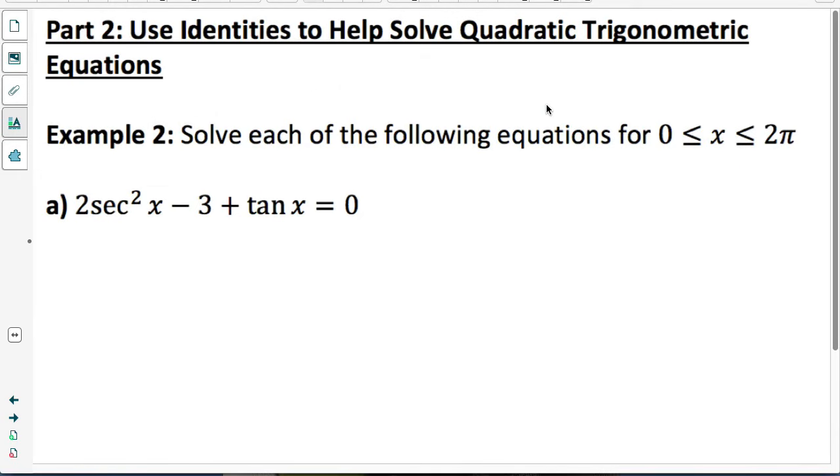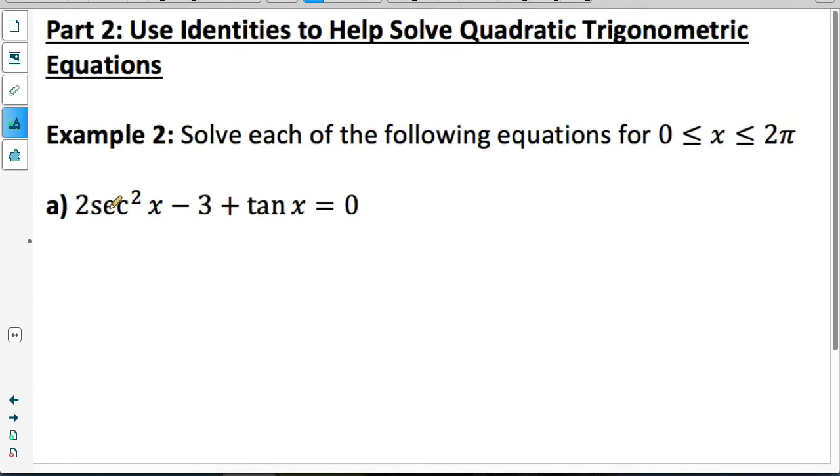Example 2. So this is where our understanding of trig functions and trig identities and equations is really going to be challenged, but this is the very important part of the lesson. So this is part 2, use identities to help solve quadratic trig equations. In this example, we still want to find all the solutions to the equation within the interval between 0 and 2 pi. But the equation looks a bit different.